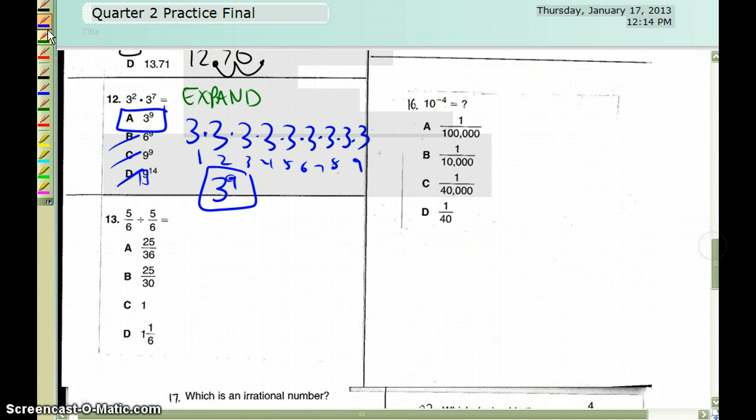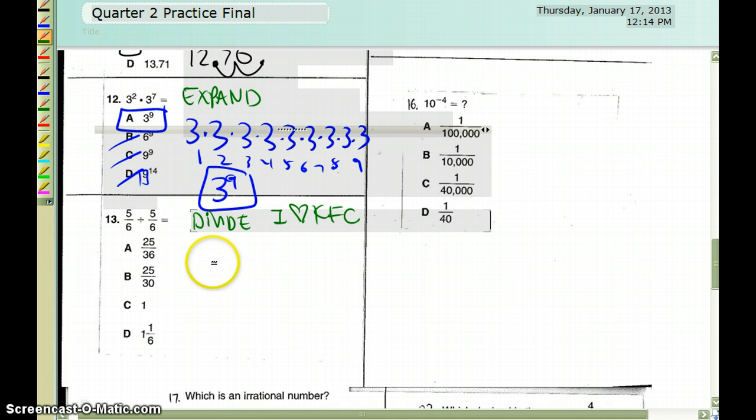Number 13, when I'm dividing fractions, when I divide, I need to use I heart KFC. Just think that when somebody has a bucket of KFC, what you want to do is you want to share that bucket of chicken, don't you? Or you want someone else to share it with you. So that's how you know that when you divide, you need to do KFC.